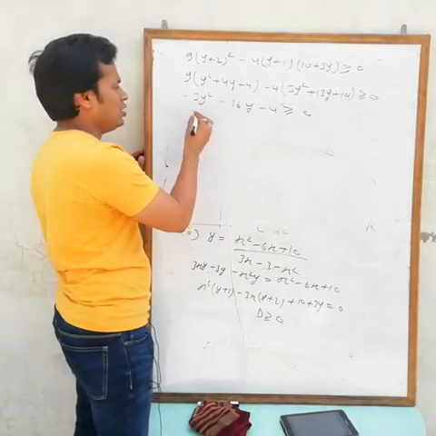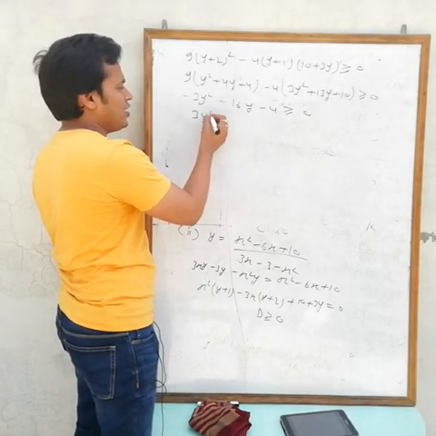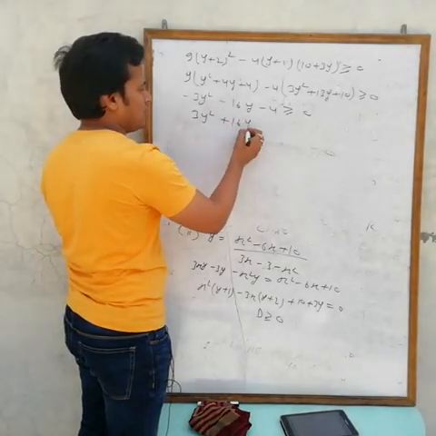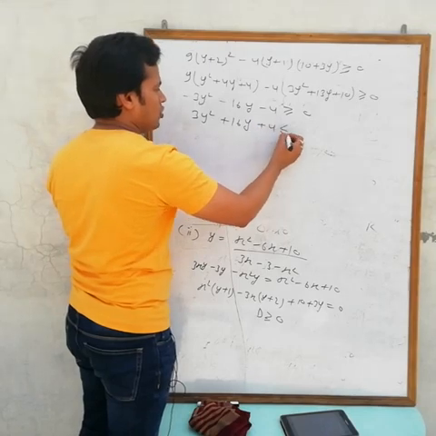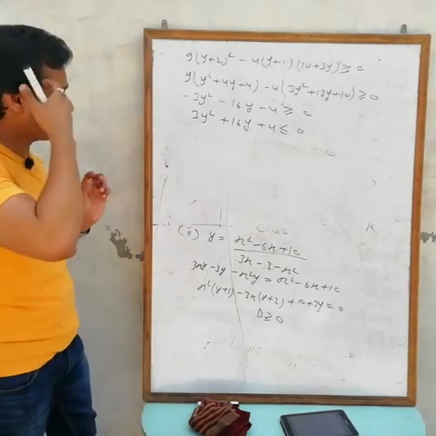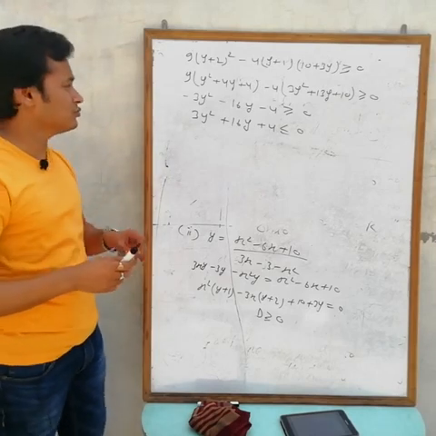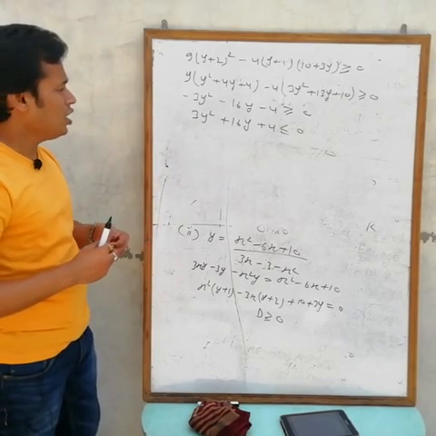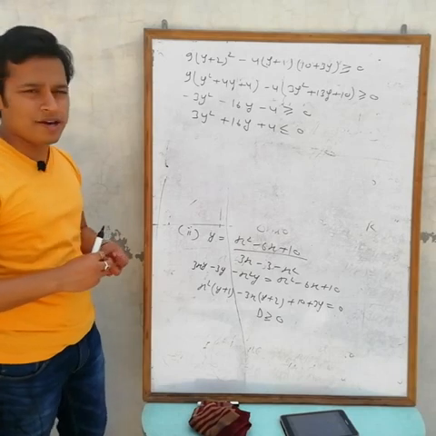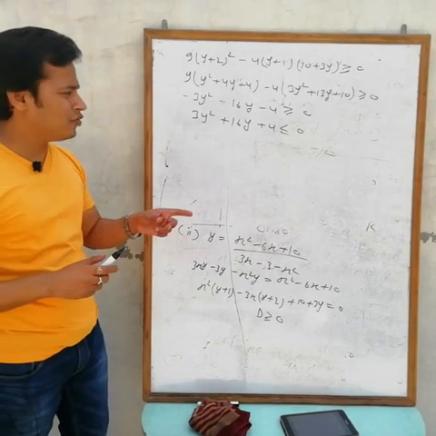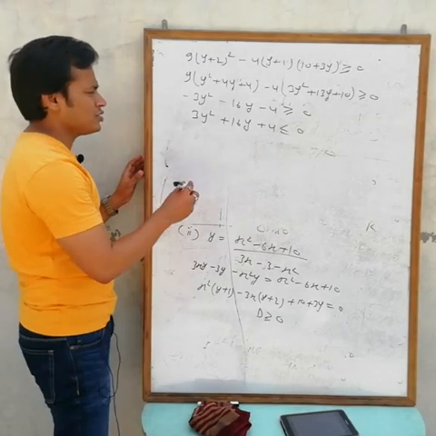Take common minus 3: 3y square plus 16y plus 4 less than or equal to 0. Now solve this one. If you solve this, then you will get the value of y, and I know one thing, that for this one d is okay.